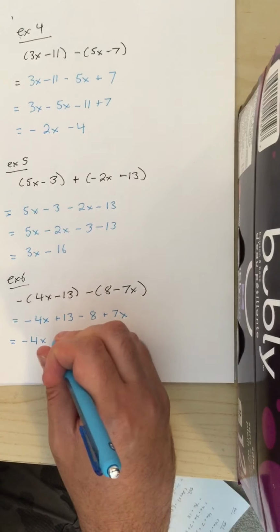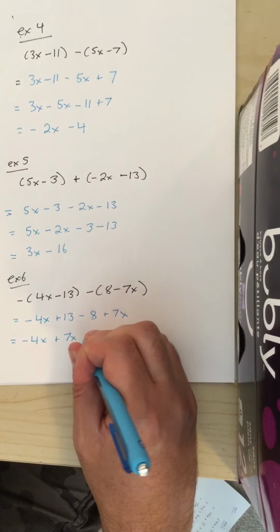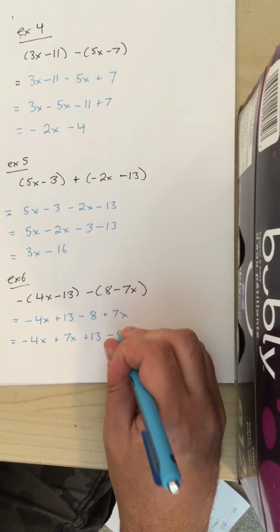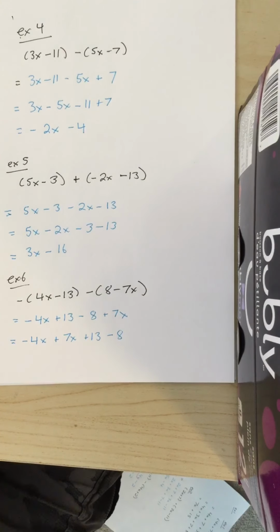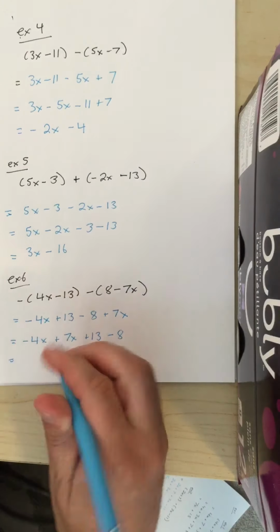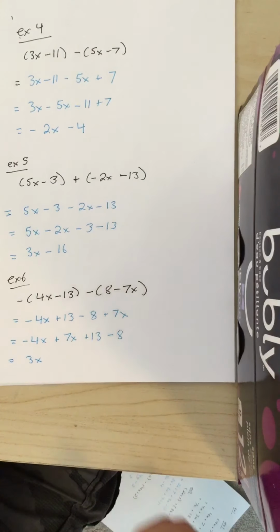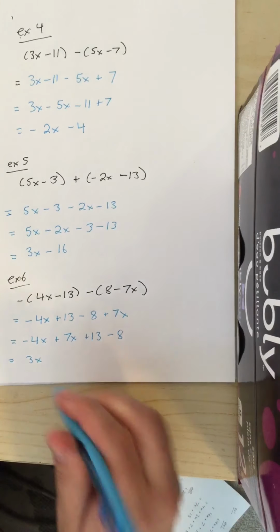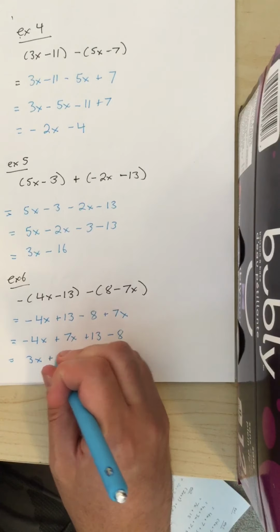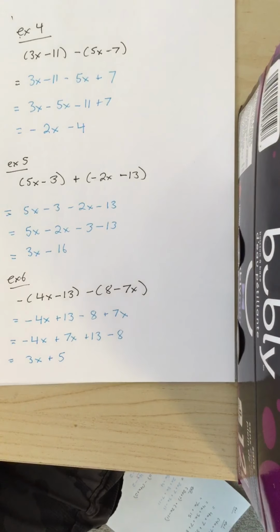We're going to get minus 4x plus 7x plus 13 minus 8, which is going to be minus 4 plus 7. Put in your calculator, it becomes 3x, and 13 minus 8 is plus 5. And that's example number 6.